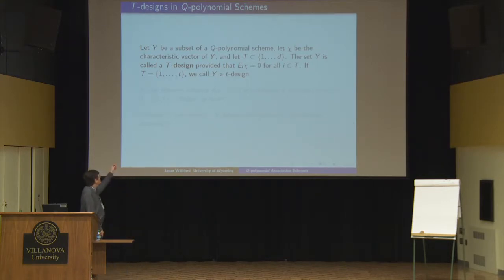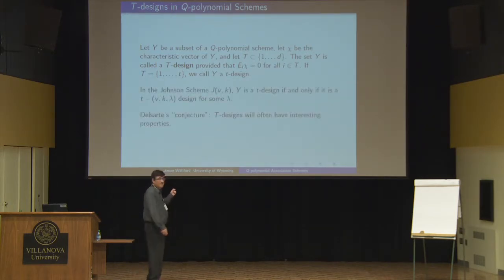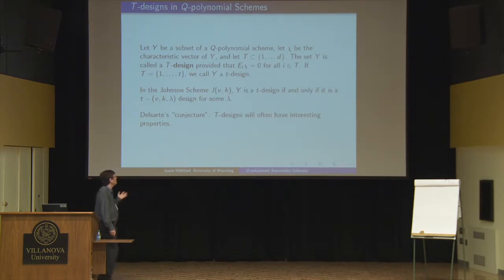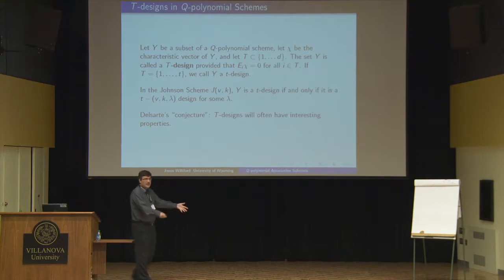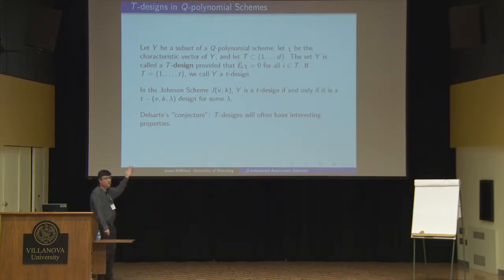And then in the very special case where the indices are all consecutive starting at 1, we call that a lowercase t design. Okay, and he noted that the Johnson scheme is a Q-polynomial scheme, so now we have really a set of k-element subsets that we're looking at. And what does it mean for it to be a t design? In that case, it's exactly that it's a t-(v,k,lambda) design.